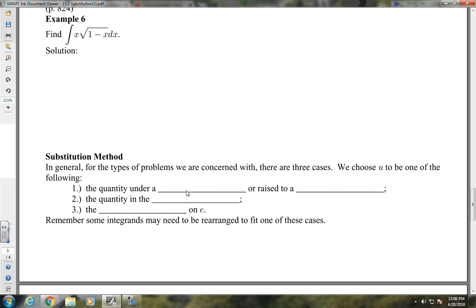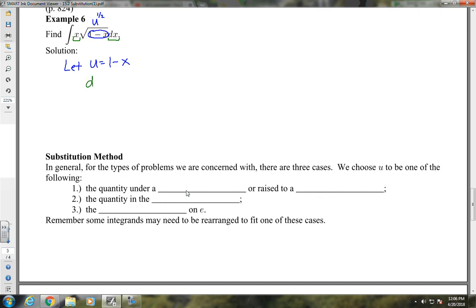Now, just looking at this integral, what does your intuition tell you that you should choose for u? Hopefully you recognize I've got a function of x under that radical, so I'm going to let u be 1 minus x. So that part in the integrand, we can write as square root of u or u to the 1/2. Now, let's look at the leftovers. The leftovers are x times dx.